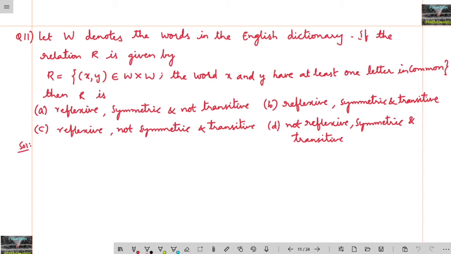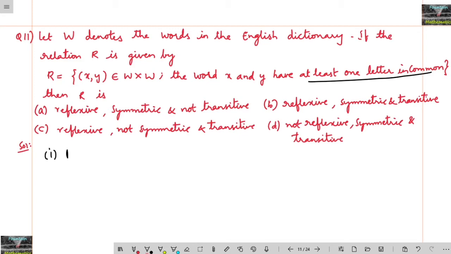Let W denote the words in the English dictionary. If the relation R is given by R is equal to (X, Y) belongs to W cross W, the words X and Y have at least one letter in common, then R is reflexive, symmetric and transitive. Let's check. First we will see what the given relation here is. R is equal to (X, Y), X belongs to W cross W, the words X and Y have at least one letter in common.